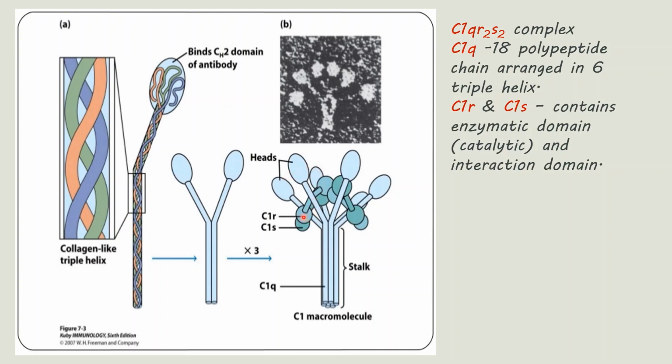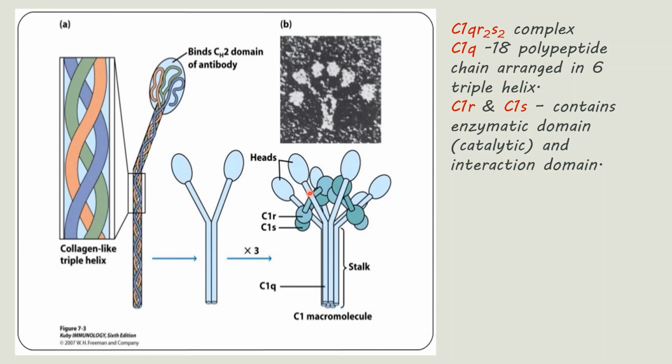Here this is C1r and this is C1s. They contain a catalytic domain and an interaction domain. Here this is the catalytic domain, and here this is the interaction domain. This will interact with the C1q, as you can see here, and it will also connect the catalytic units together. That is the function of the interaction domain. So that's all about the structure of complement protein 1.